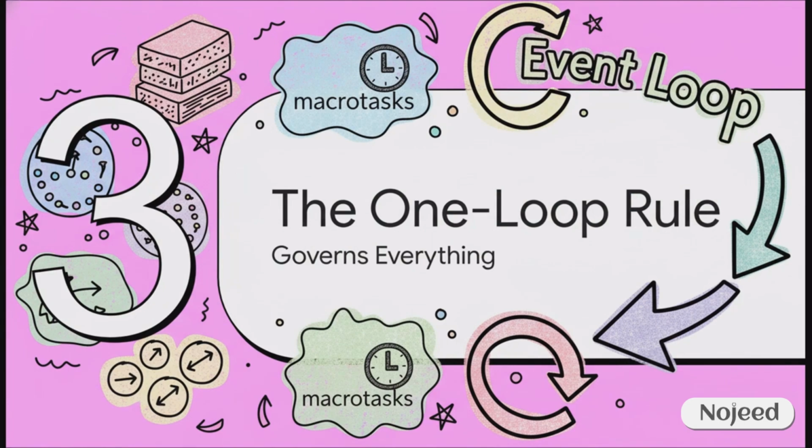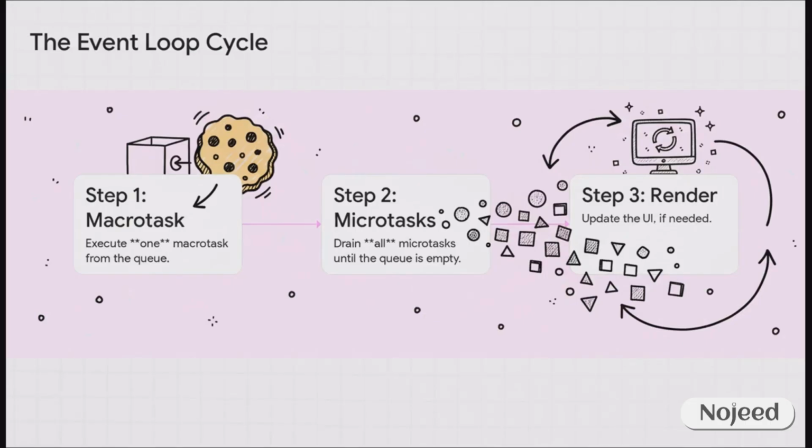Okay, we've got the call stack, we've got our big macro tasks, and our urgent micro tasks. So how do they all play together? It all comes down to one simple, strict, and totally non-negotiable rule that the event loop lives by. This is the secret sauce. And this is it. This is the key to everything.